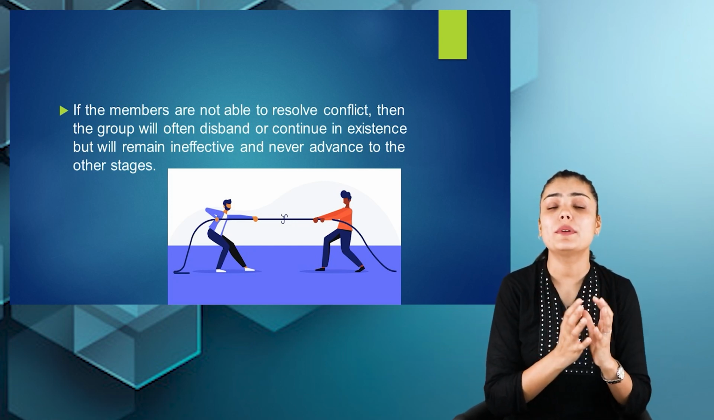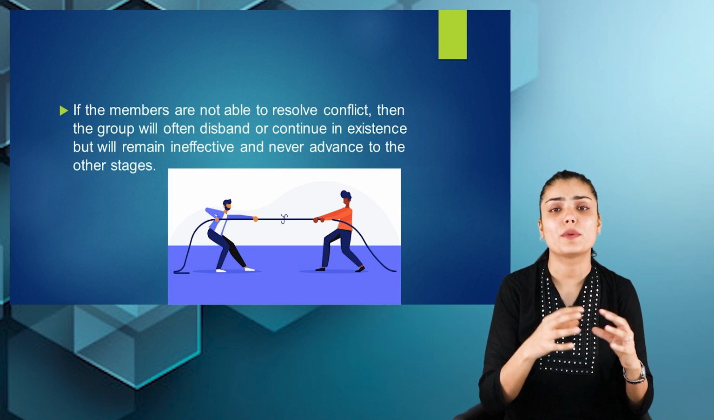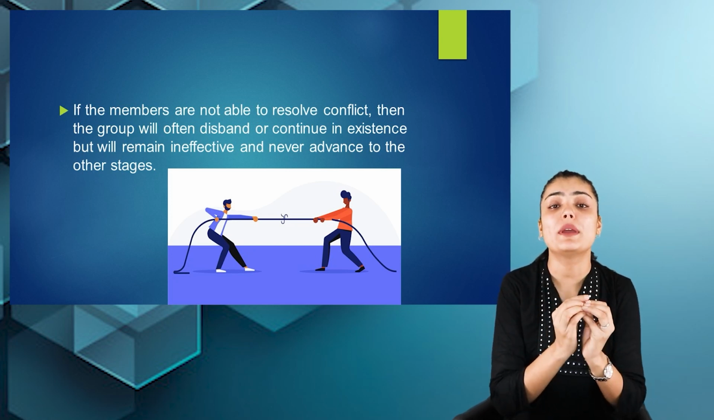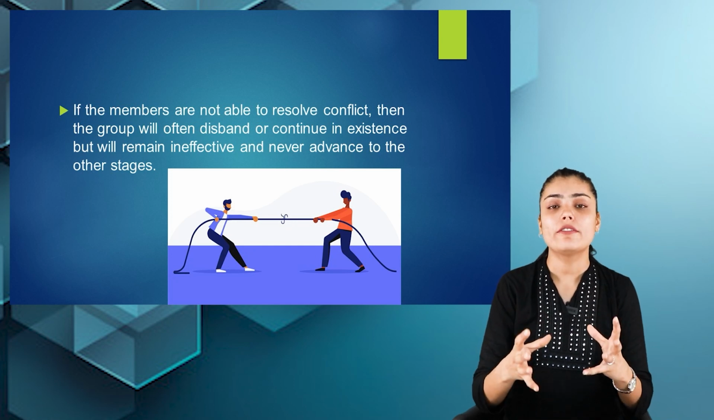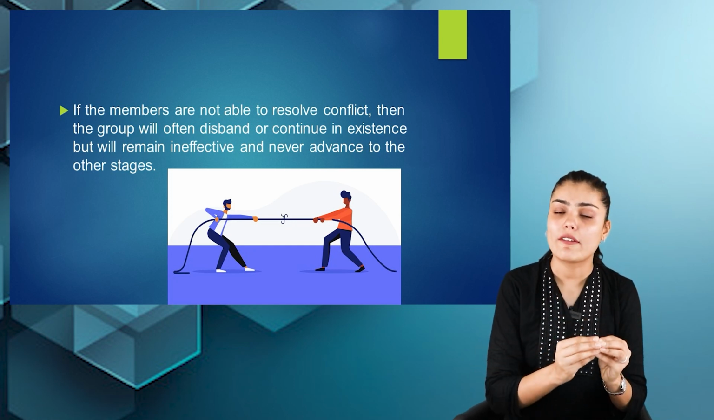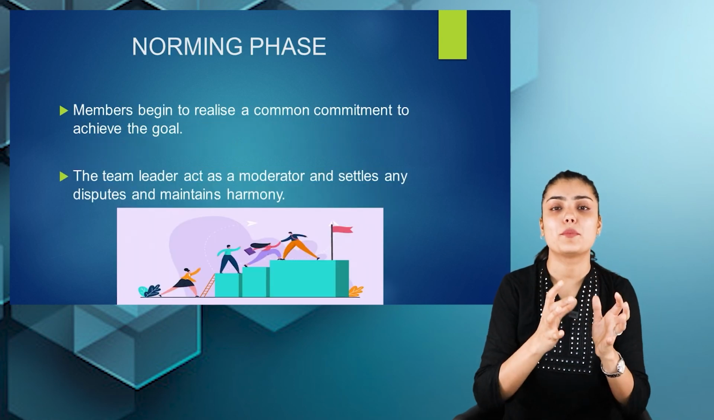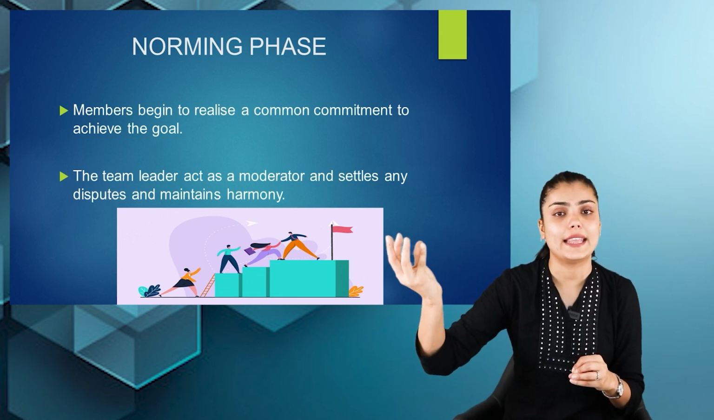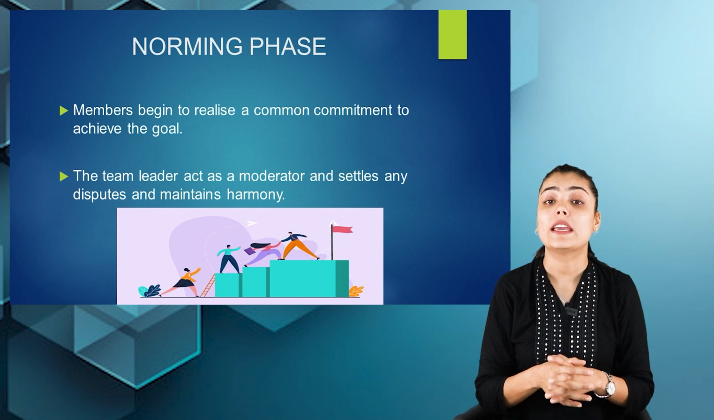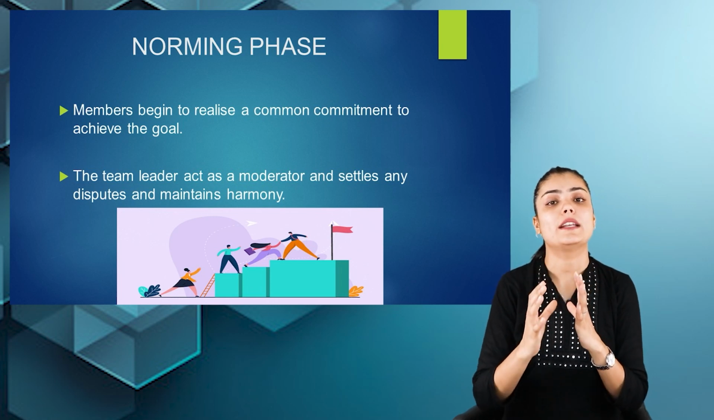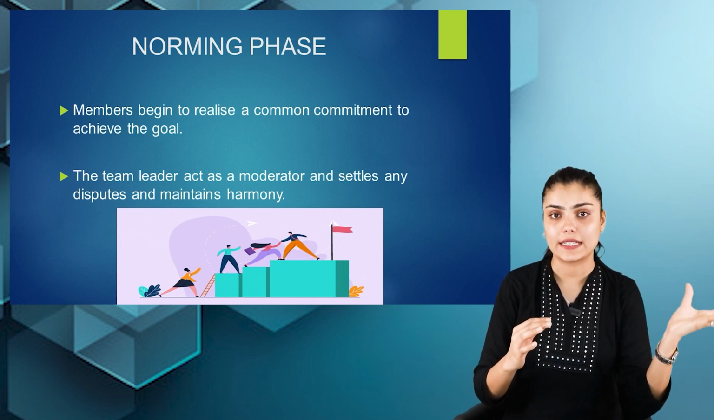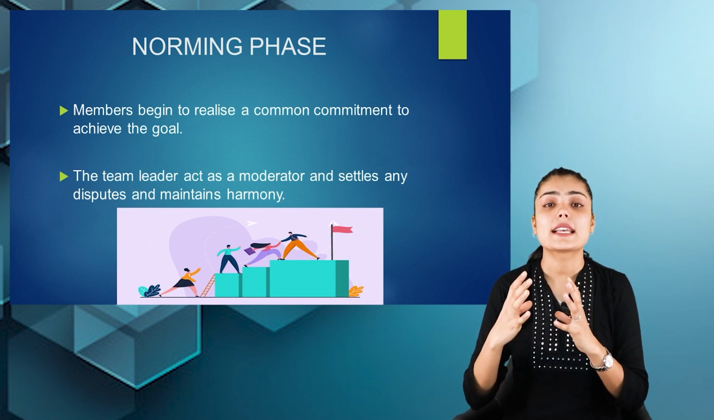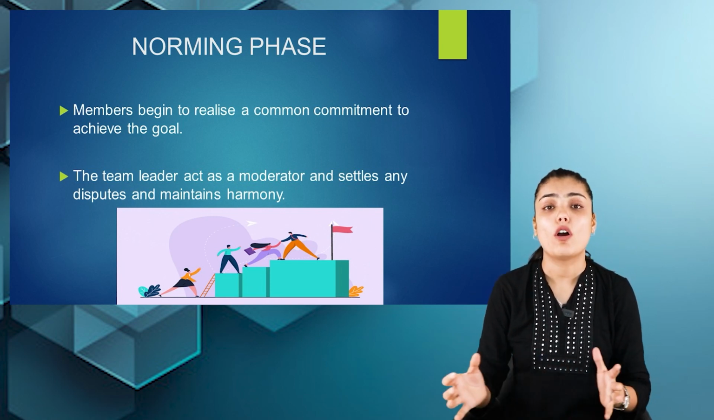So if the members who formed the group are not able to solve the conflict, they may separate. Or even if there is a group that has conflict within one another, all the members need to work together in order to achieve the common goal that they have. Now here, during the norming phase, the most important role is played by the team leader that was selected during the storming phase. It is the team leader who acts as a motivator for the people of the group.